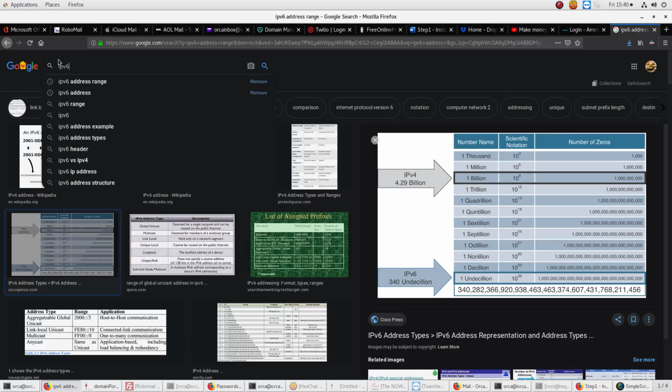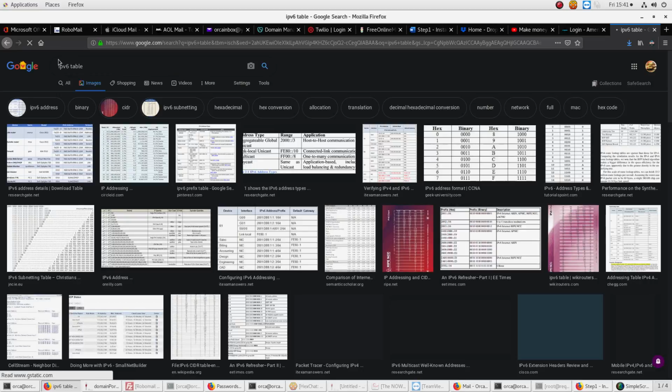That's how you can start getting search engine optimization traffic, which I'm not an expert in either, so that's not my strength or focus. Table. There we go.